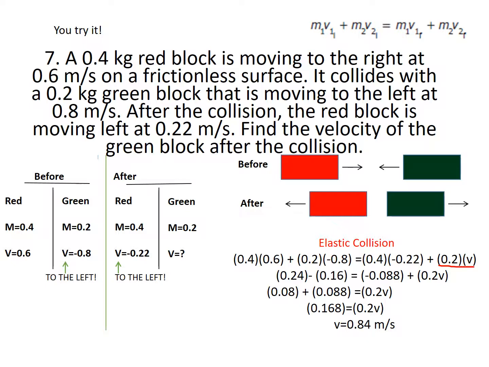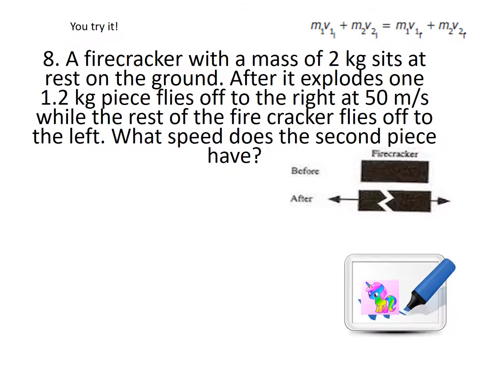And so once we do our math for the left side, 0.24 minus 0.16, we get 0.08. And then we have a negative here, so to get rid of this negative, we have to add 0.088 to both sides, and that's what happens here. When we do that, we get 0.168 equals 0.2v. To get v by itself here, we divide both sides by 0.2, and that's how we get our final velocity, which is 0.84 meters per second.